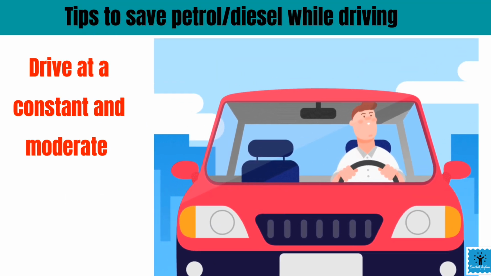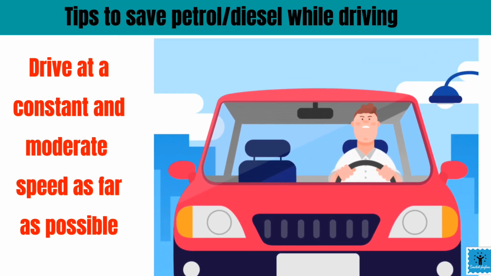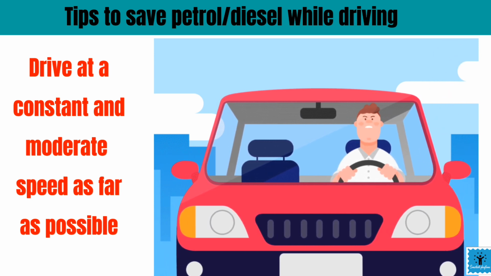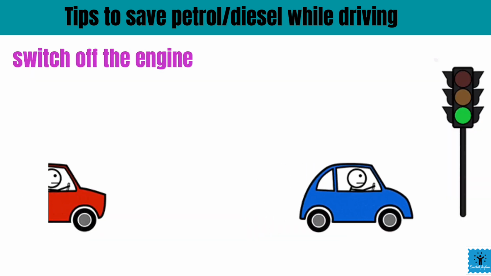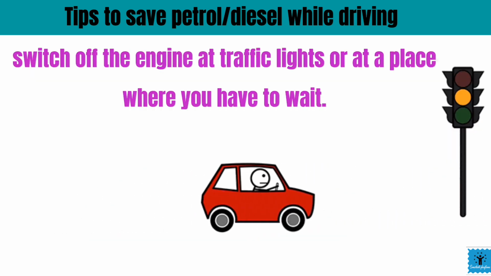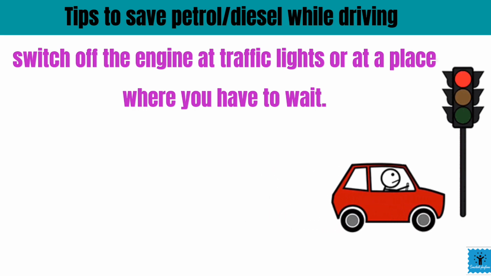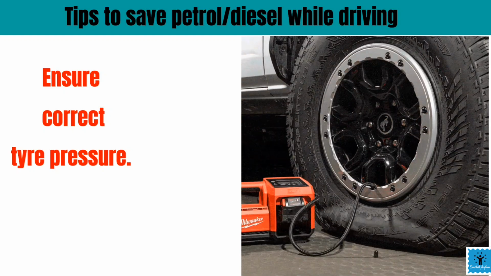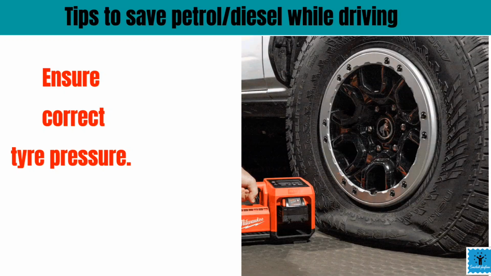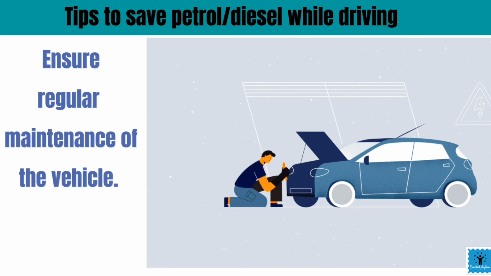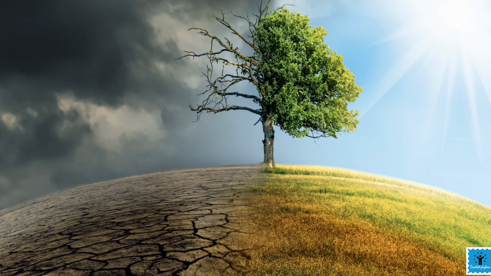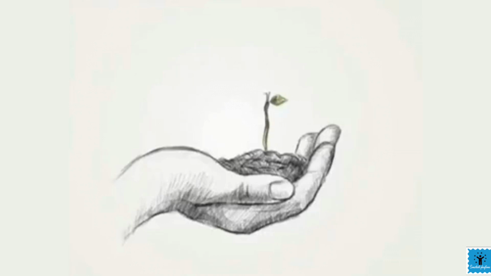So first of all, we should drive at a constant and moderate speed as far as possible. Driving at a high speed or low speed wastes a lot of fuel. Switch off engines if you have to wait at traffic lights or for any other reason. Check the tire pressure regularly. Low pressure or too high pressure waste fuel. Make sure that you send your vehicle to garage for regular maintenance. It's everybody's duty to make this environment a better environment for us and for the future generations.